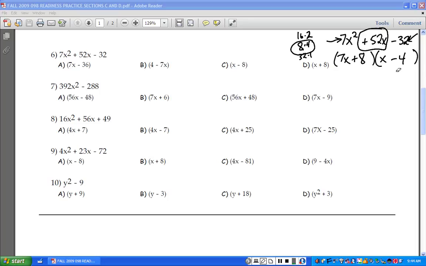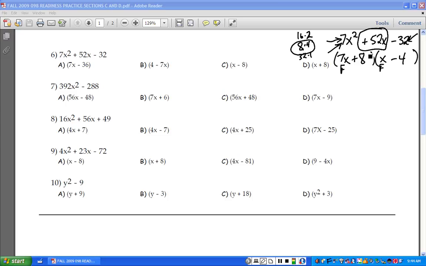Alright, so let's look. The 7x times the x, the first times the first, we're confident is going to give us, again, our first here, because those are only factors for 7, or 7 and 1. So we know we have that right. Now I don't want to give up on this 8 and 4 yet. What I do want to do is try rearranging their positions.